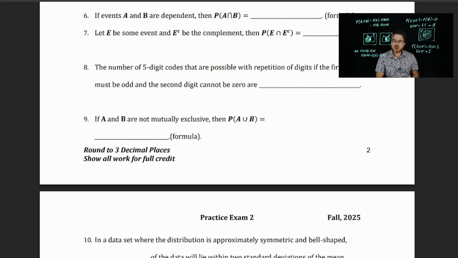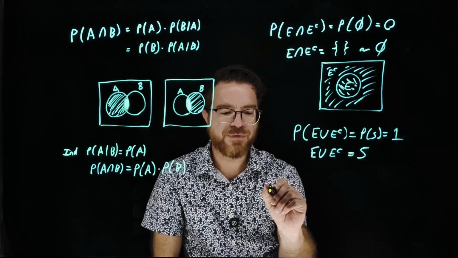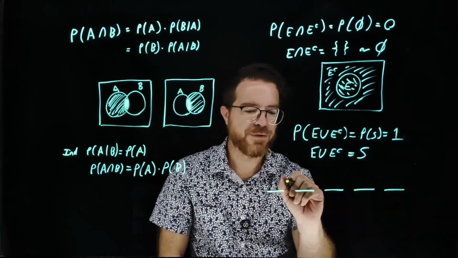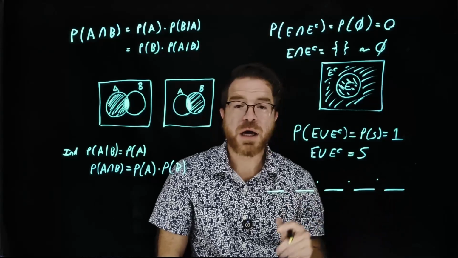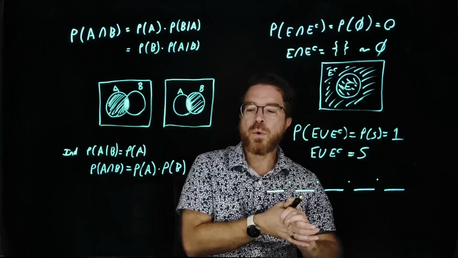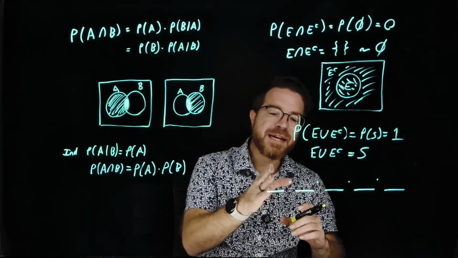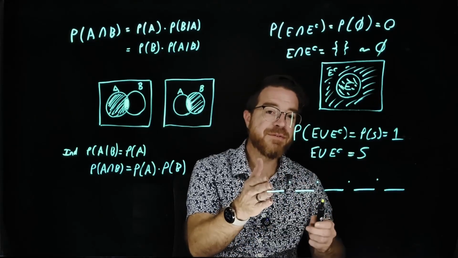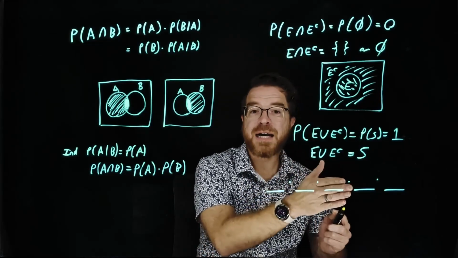The next question asks, what is the number of 5-digit codes that are possible with repetition of digits if the first digit must be odd and the second digit cannot be 0? So in this case, we have 5 digits, 1, 2, 3, 4, 5. And we want to know how many possible combinations we can make with this. So it says with repetition. That means that at every single step, I can use a number that I've used before. So for example, if I use a 5 in the first value, I can use a 5 for the others.